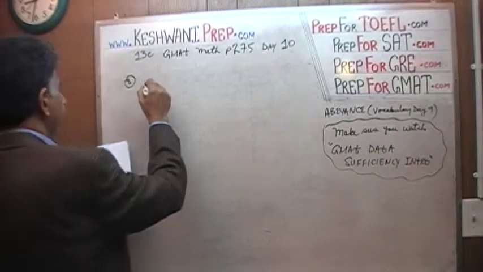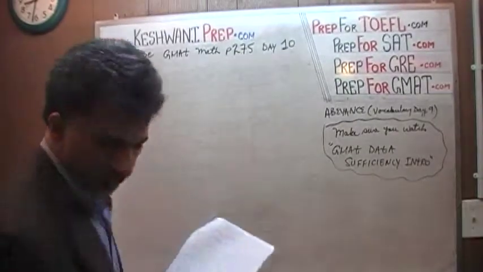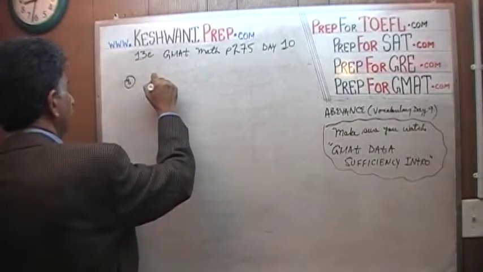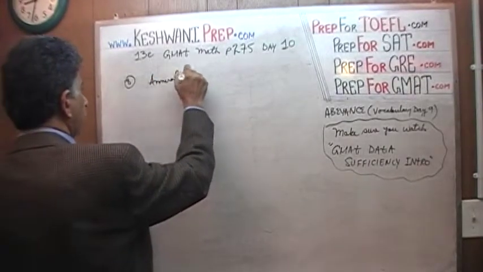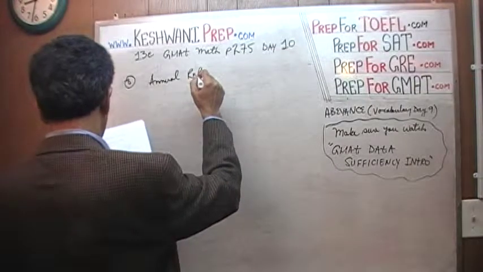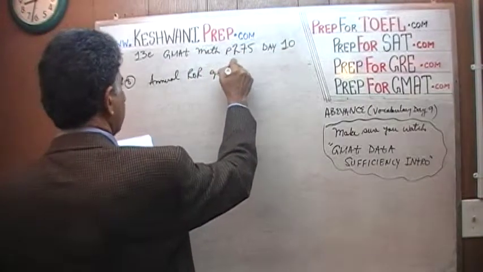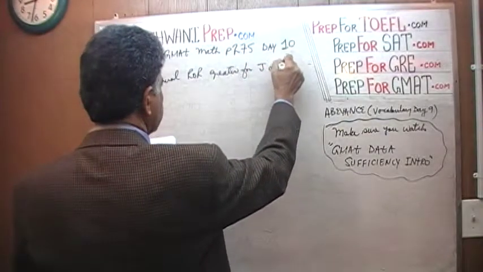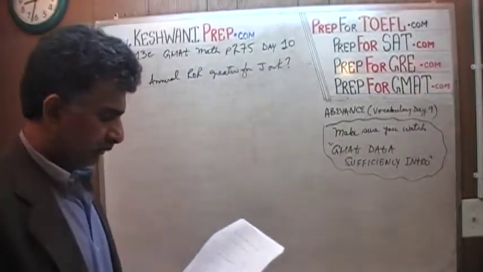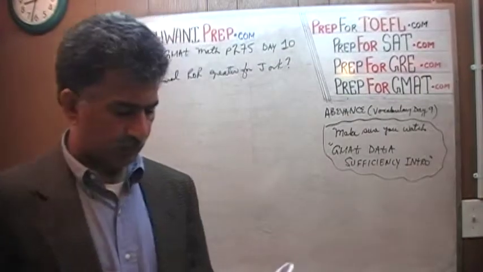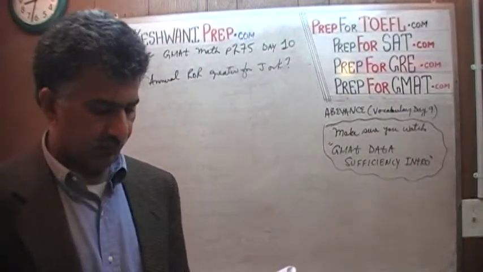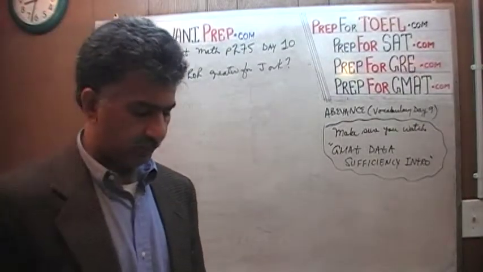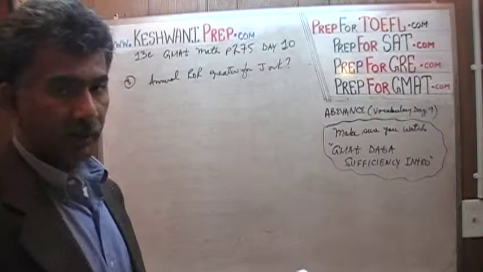Number 8. We are told that the annual rate of return... I take it back, we are not told anything. We are being asked if the annual rate of return for investment J is greater or investment K is greater. Is the annual rate of return greater for J or is it greater for K?